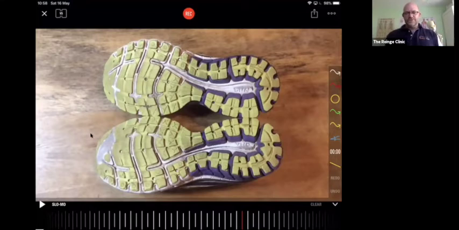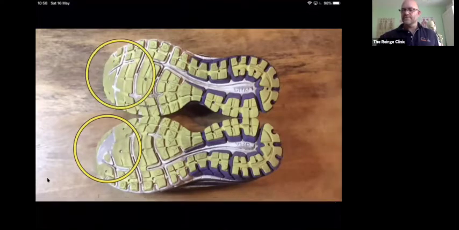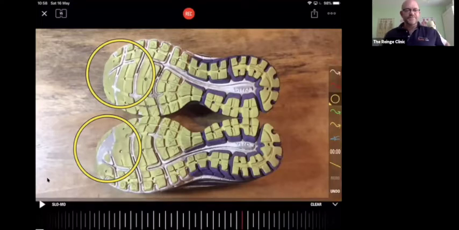What I want you to see on this particular shoe is what's happening here and the difference in the two. One shoe is significantly more worn than the other, and that's fairly obvious. Now that could happen in any part of the shoe.